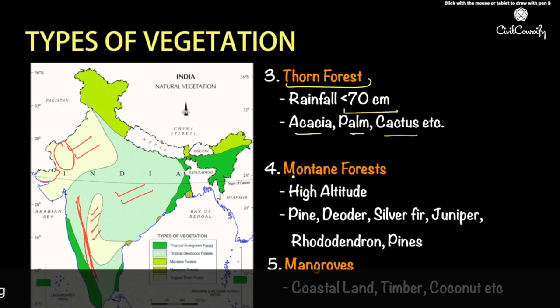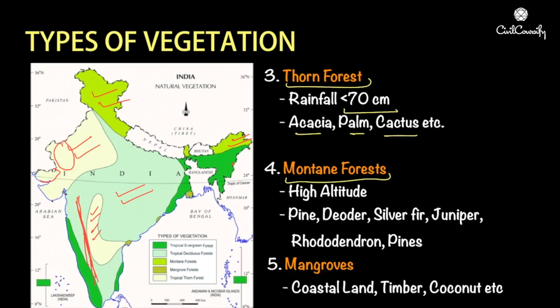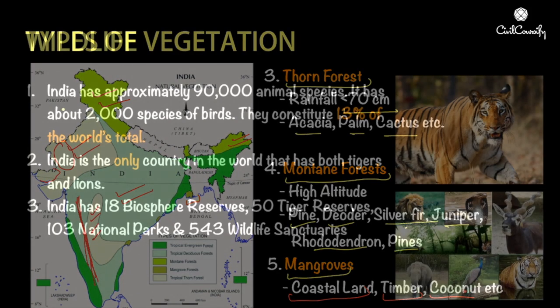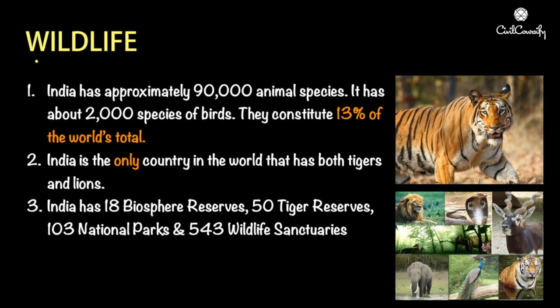Right, so the fourth one is montane forests. These types of forests are found at high altitude. This region, the Himalayas, these kinds of forests are known as montane forests. And the kind of vegetation that we get in this area is pine, deodar, silver fir, juniper, rhododendron, alpine forests. The fifth and the last one is mangroves. Mangroves are found in these areas, in the coastal lands, and the kind of vegetation that we get here is timber, coconut, etc. Now we come to the other part of this chapter, which is wildlife.